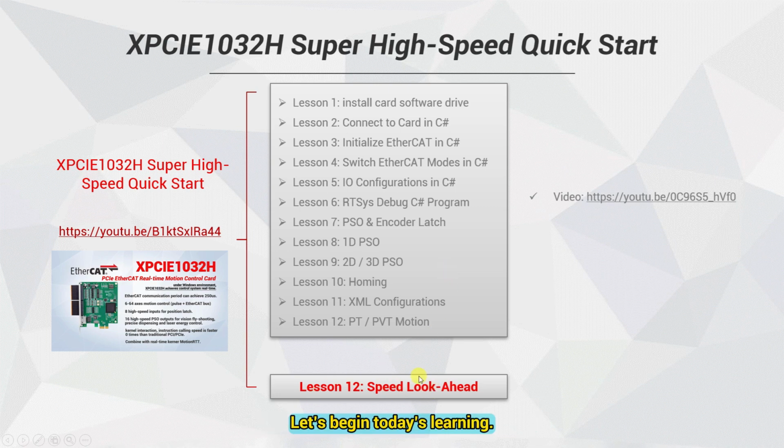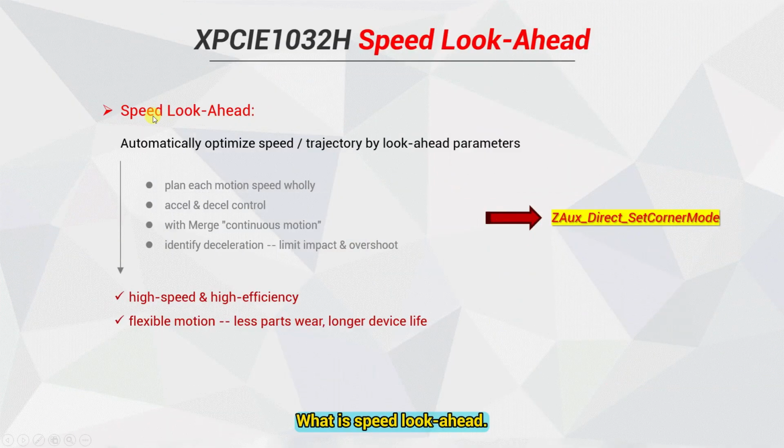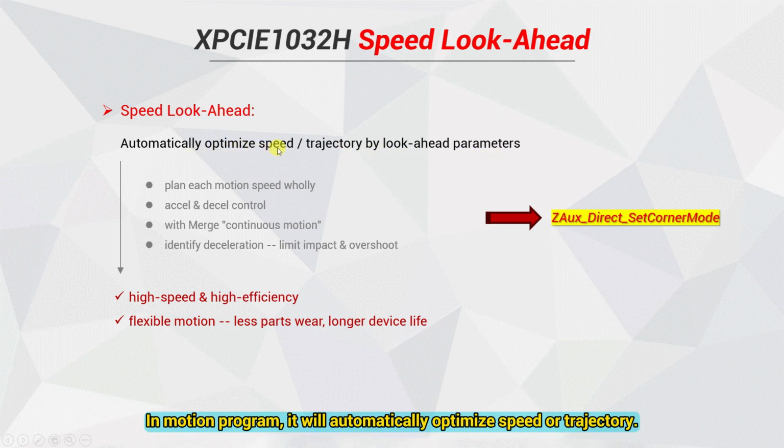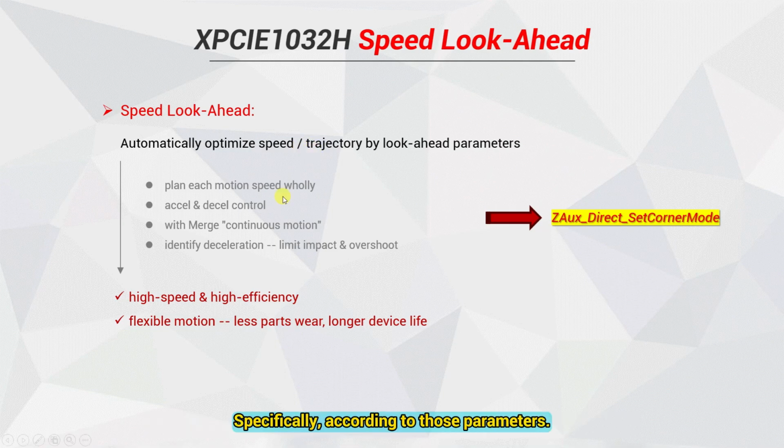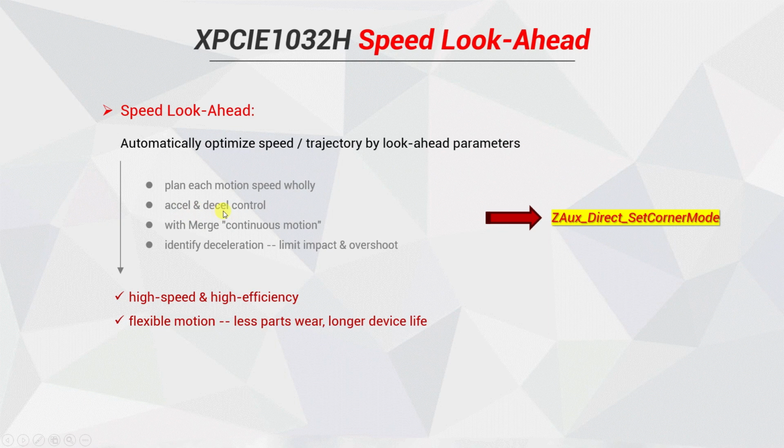Let's begin today's learning. What is speed look-ahead? After setting look-ahead parameters by the command in Motion program, it will automatically optimize speed or trajectory. Specifically, according to those parameters, it plans each motion segment's speed, and with acceleration, deceleration control, to make it run at high efficiency.